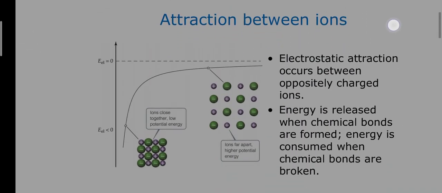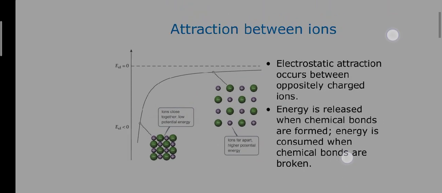Attraction between ions: electrostatic attraction occurs between oppositely charged ions. Energy is released when chemical bonds are formed. Energy is consumed when chemical bonds are broken.